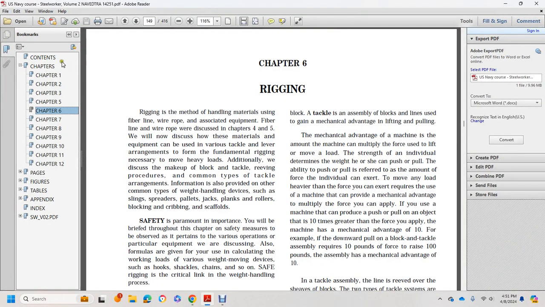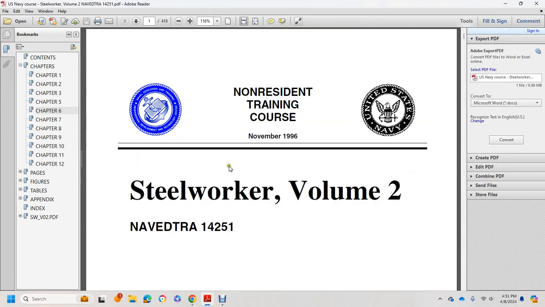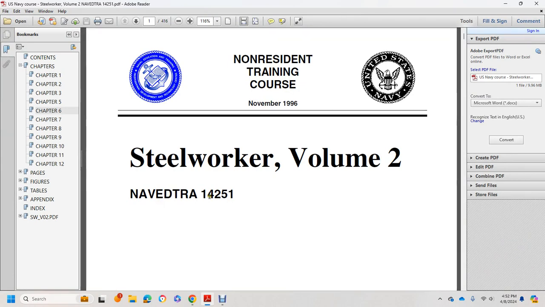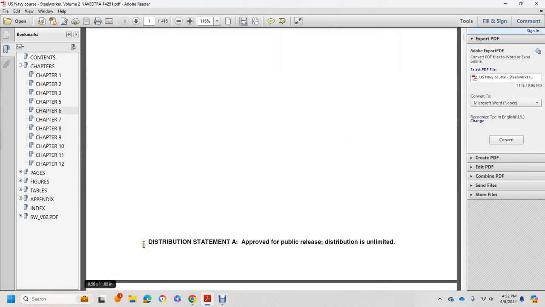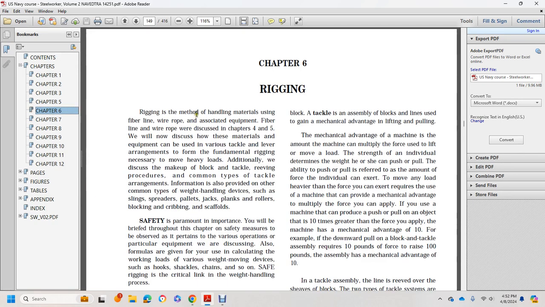Alright, Chapter 6, Rigging. Non-resident training course, Steelworker, Volume 2, NAVEDTRA 14251. Distribution statement: approved for public release. Distribution unlimited. Chapter 6, Rigging.